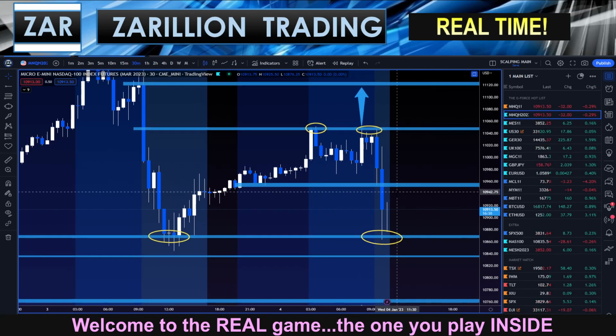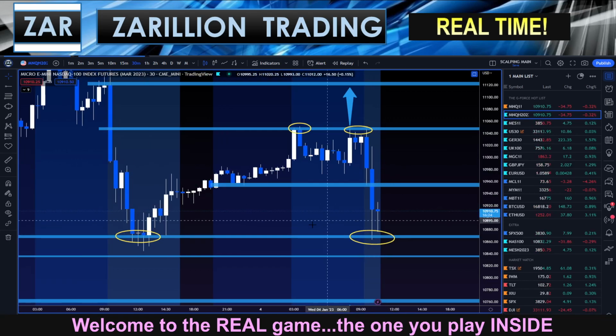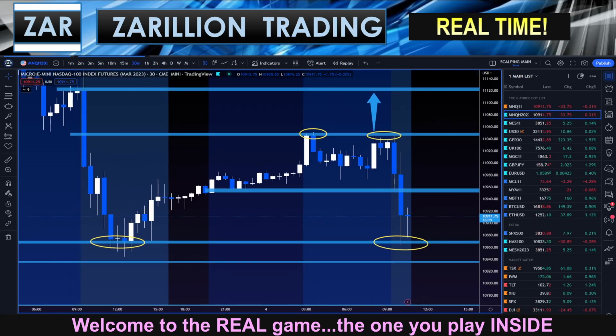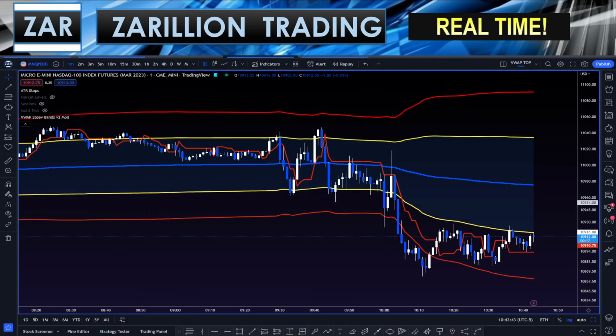Here's what we're looking at. We drove down, big candle, then we had news, drove down, drove back up, drove back down again, and now driving up, or at least finding support here and rejecting a little bit. But now I'm going to take you over to possibly a more important screen.